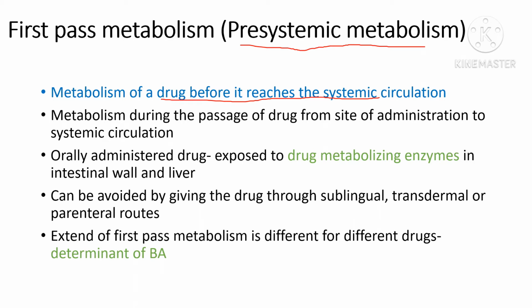This happens because there are many drug metabolizing enzymes present in the intestinal wall and liver. So when we give a drug orally, the drug will be exposed to these metabolizing enzymes and undergo first pass metabolism. This can be avoided by giving the drug through other routes, that is sublingual, transdermal or parenteral routes. Remember one thing, the extent of first pass metabolism is different for different drugs, and that is the determinant of bioavailability of the drug. So we have already said that bioavailability is dependent on two factors, that is absorption as well as first pass metabolism.